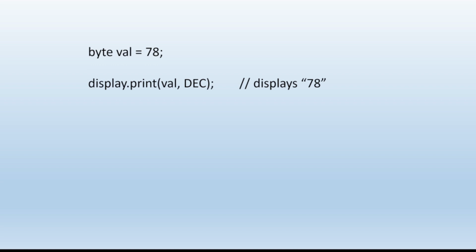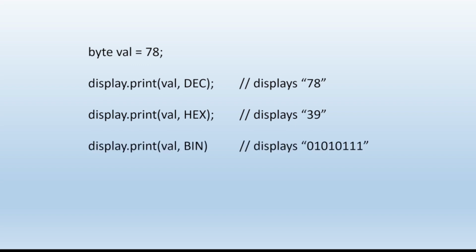So if you make it decimal, it'll display your normal 78. But if you make it hex, then it'll display the 78 as a hex value. And if we make it bin, we're going to get it displayed as a binary value. Depends what end result is required.